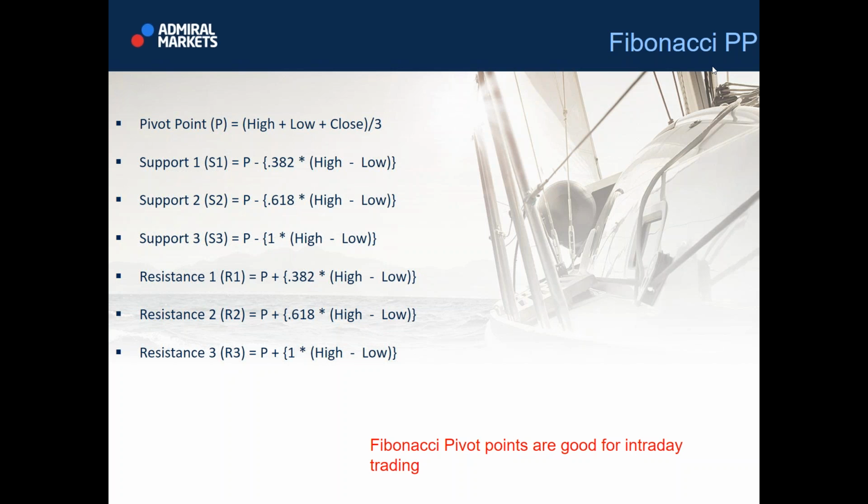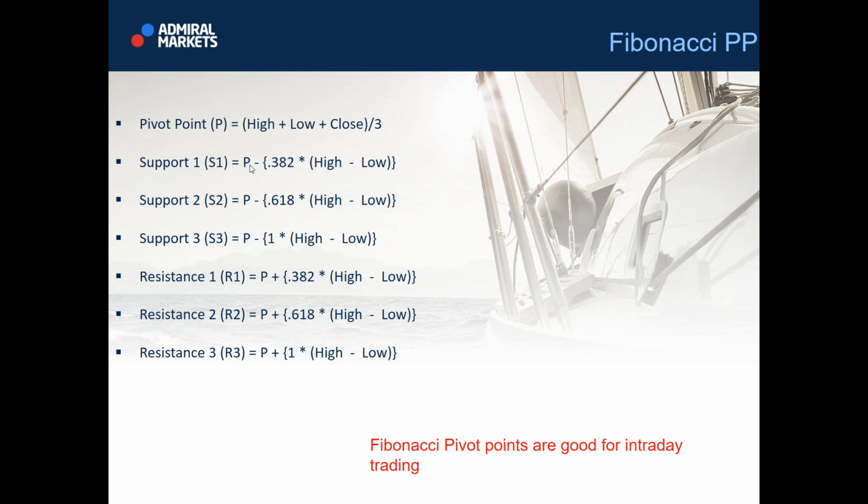So this is how Fibonacci pivot points are calculated. It's a bit different from the standard pivot point indicator, but it's also very accurate, and you will see that the reaction on Fibonacci pivot points is usually strong. The pivot point equals high plus low plus close divided by 3. So here we have high, low, and close divided by 3. That is the Fibonacci pivot point.